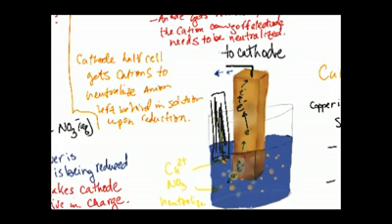There's usually a porous plug here at the end of it, or you can have some of the anions coming out to neutralize the copper.